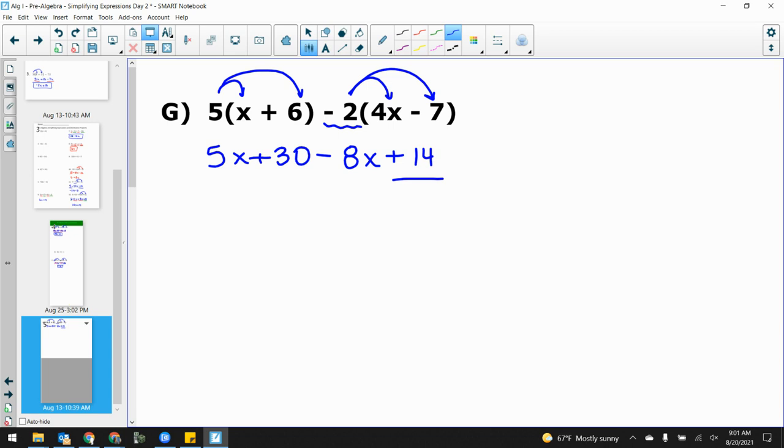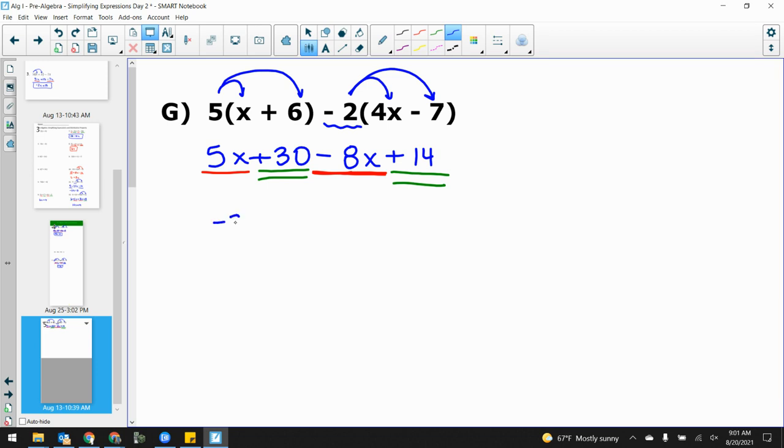So now we combine like terms. I've got a 5x and a minus 8x. And again, I'm going to underline the minus. And then I've got a 30 and a 14. So let's put them together. 5x and a minus 8x. What does that get me?